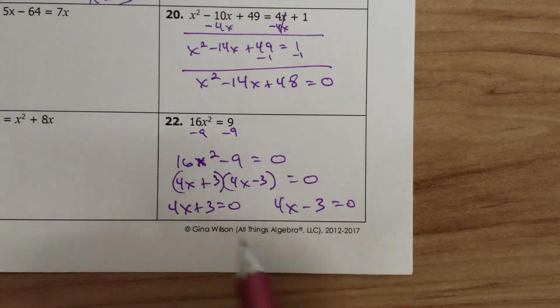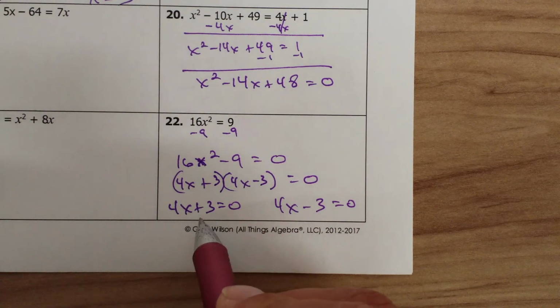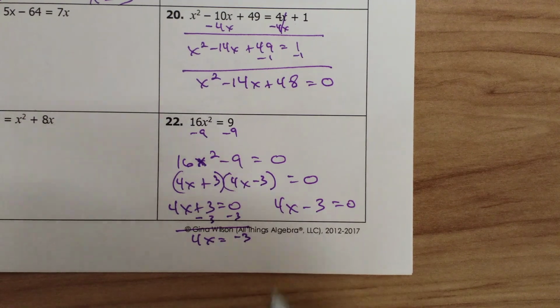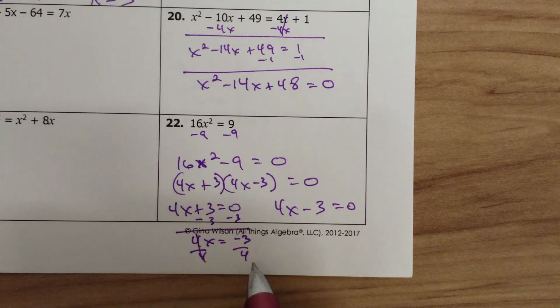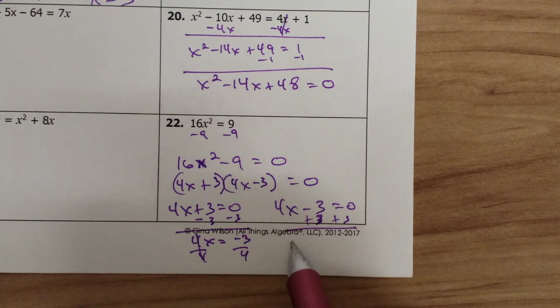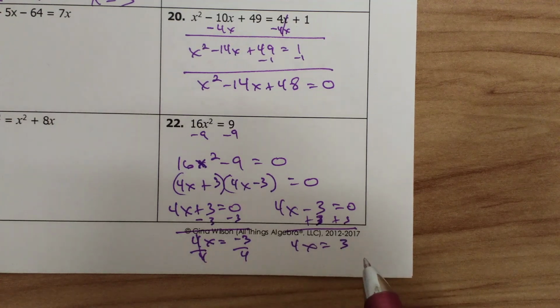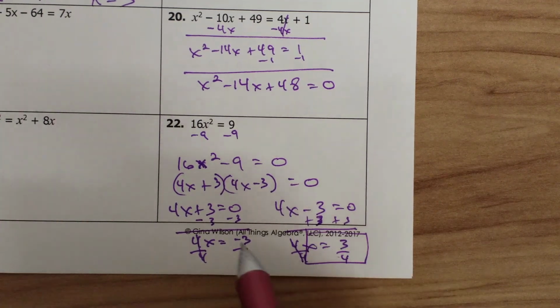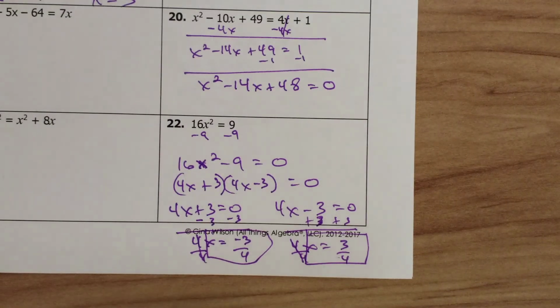And this one's going to be a little different because these are two-step equations. So I'm going to take away, remember I'm going to try to get x by itself. So I'm going to take away 3 from both sides first. And that leaves me with 4x equals negative 3. And then when I divide by 4, can't divide that, so I'm just going to leave it. So x equals negative 3 fourths. That's one of my solutions. Over here, I'm going to add 3 to both sides, and that's going to give me 4x equals positive 3. And then when I divide by 4, the 4s cancel, and I get x equals 3 fourths. So my two solutions are x equals 3 fourths and x equals negative 3 fourths.